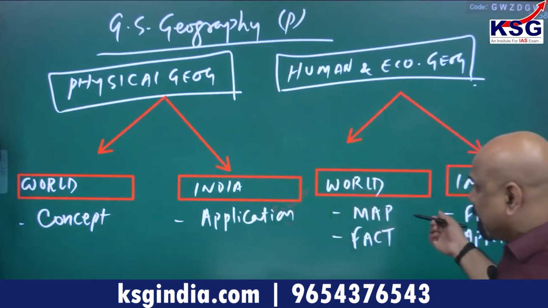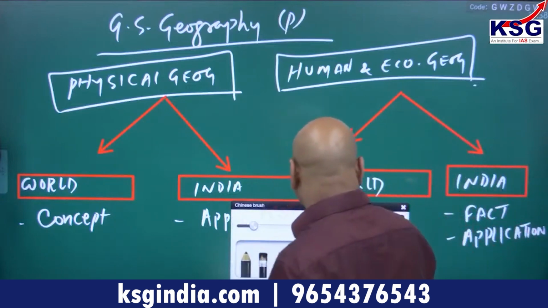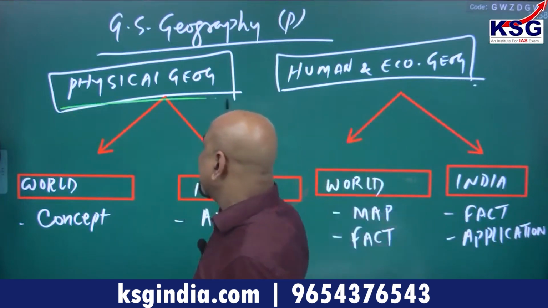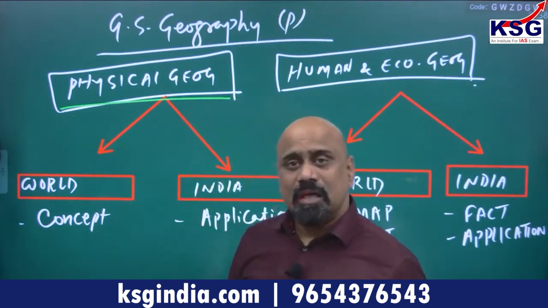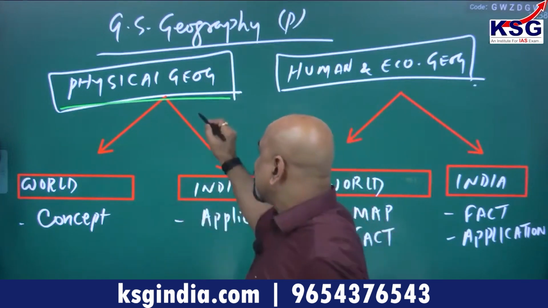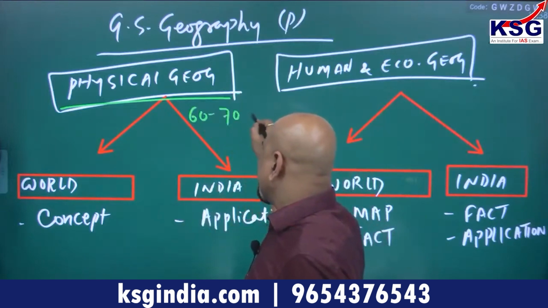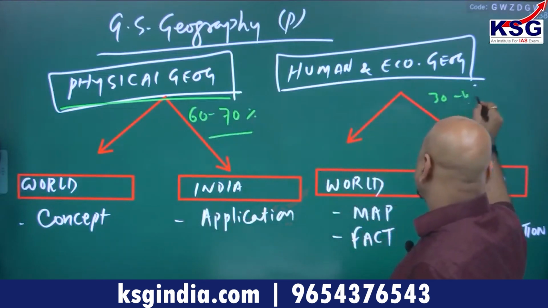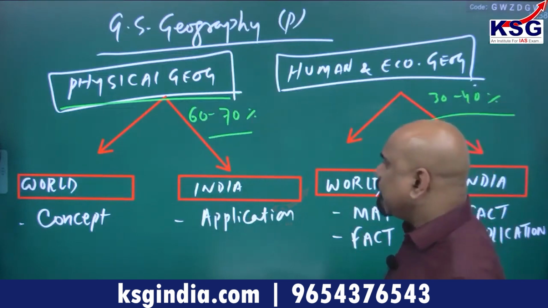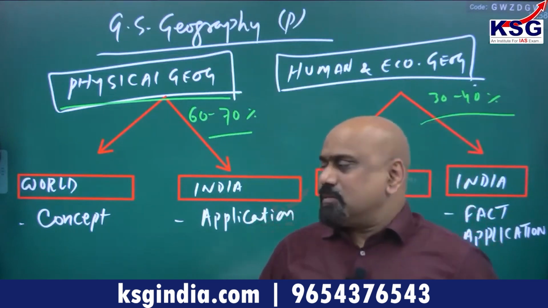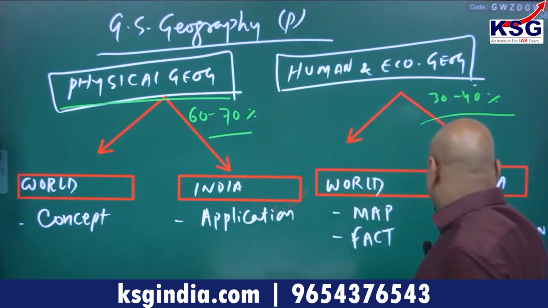World and India part, weightage wise, out of the total questions, physical geography has almost 60% weightage. Physical geography has 60 to 70% weightage, and you have 30 to 40% weightage for human and economic geography. Gradually what happens, this particular part, India fact and application, is increasing.